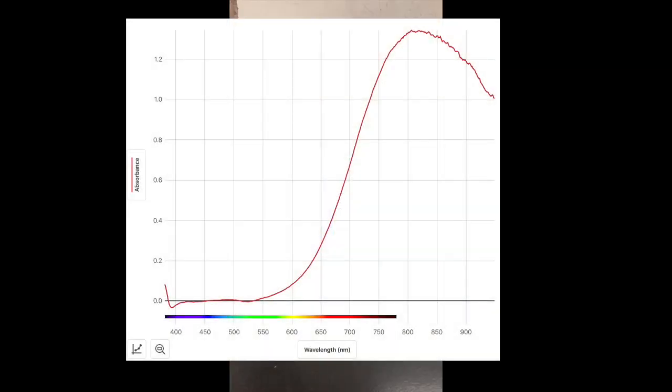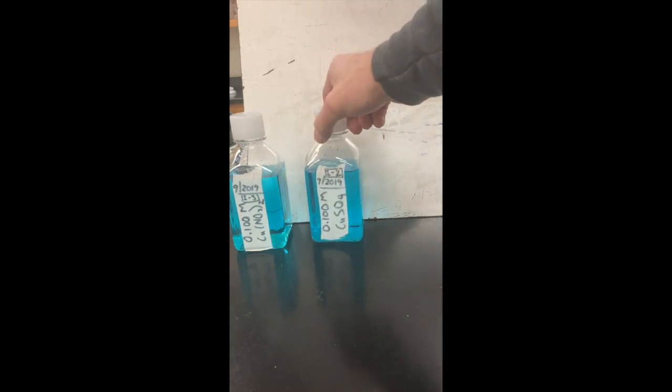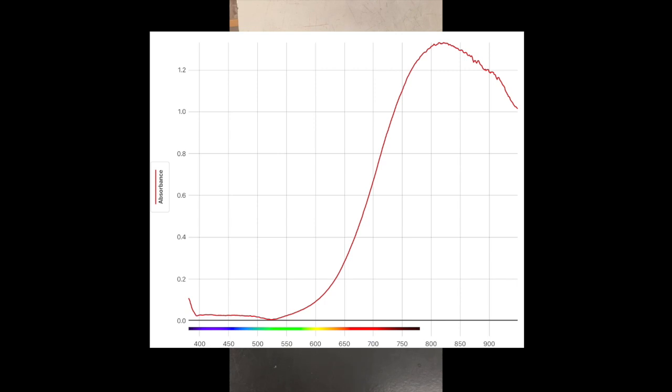This is copper nitrate. You can see that it's absorbing at about 820 nanometers. That's what gives it a bluish color. This is copper sulfate. It absorbs in about that same range, so probably the copper ions are what's responsible for that, because that's common to these two solutions.